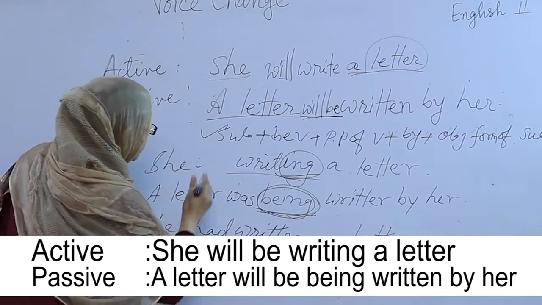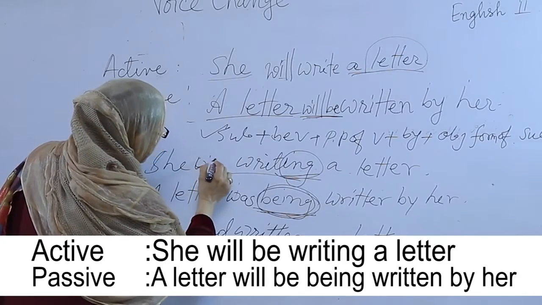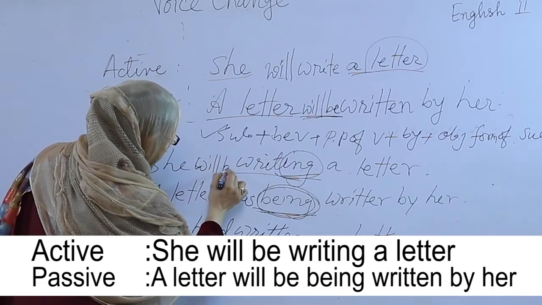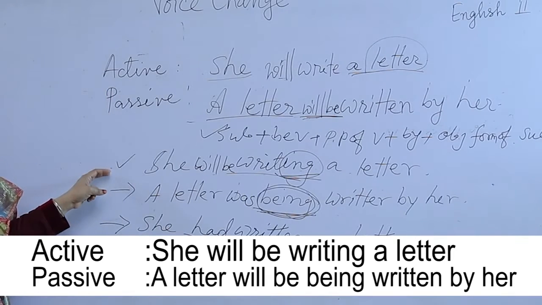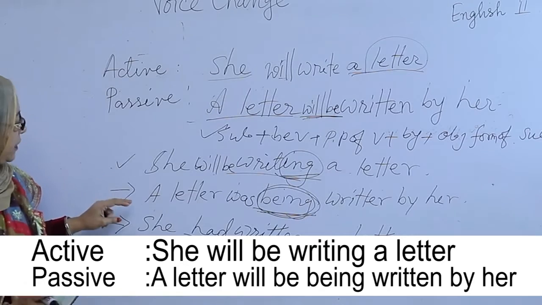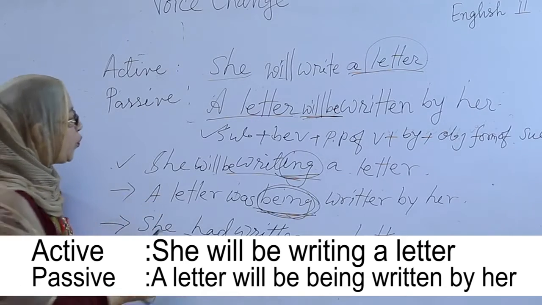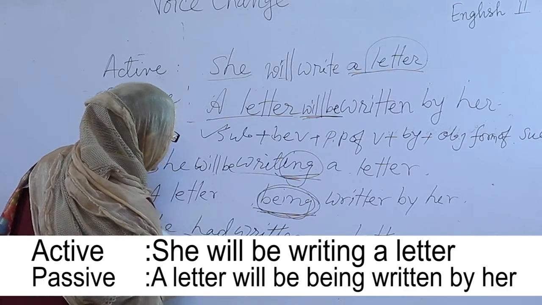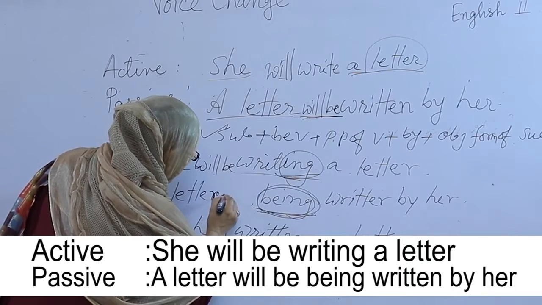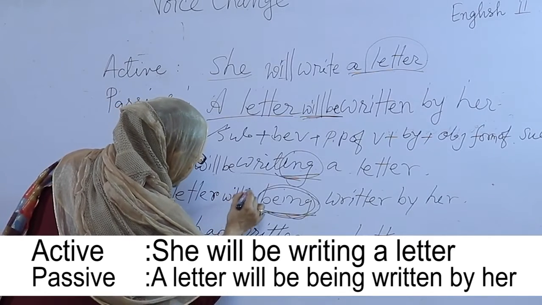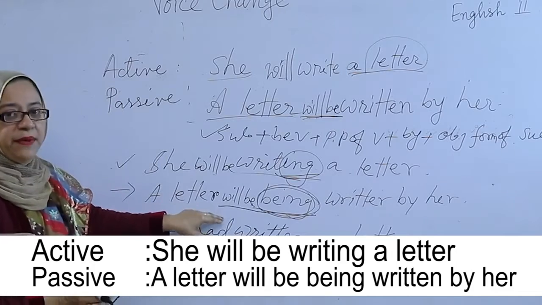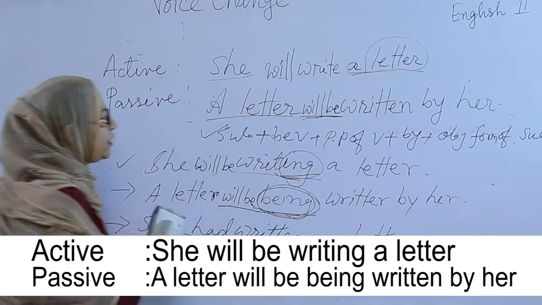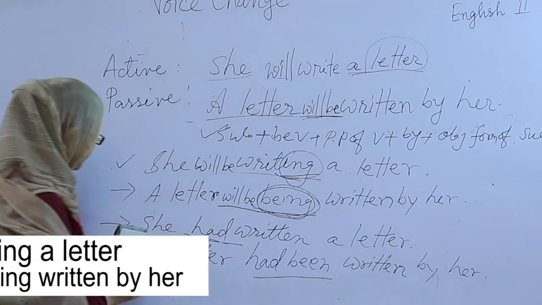Then I will turn it into future continuous. She will be writing a letter. This is the future continuous form. So, I turn it into passive. I use a letter will be being. Only I change here: will be being written by her.